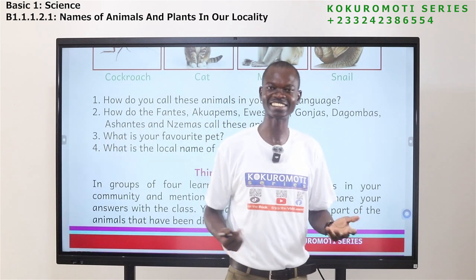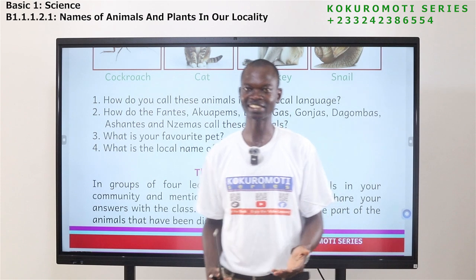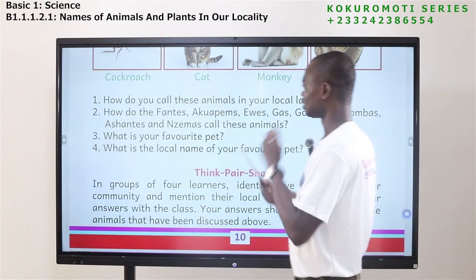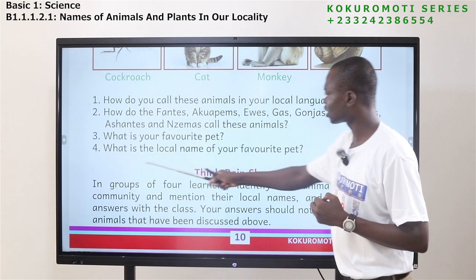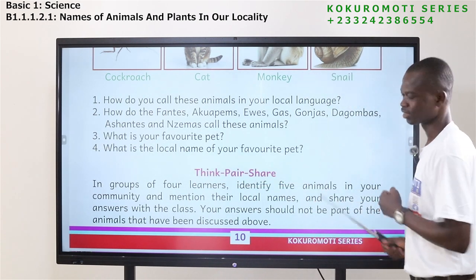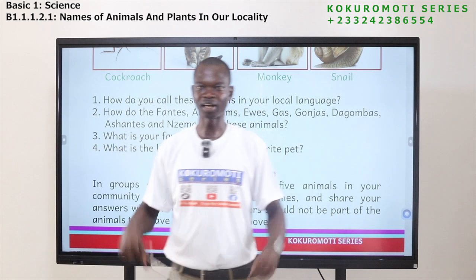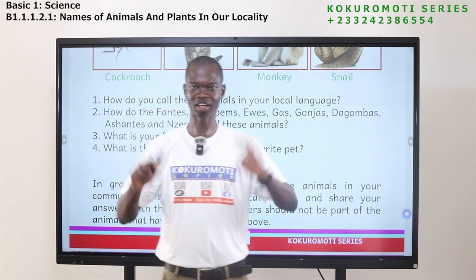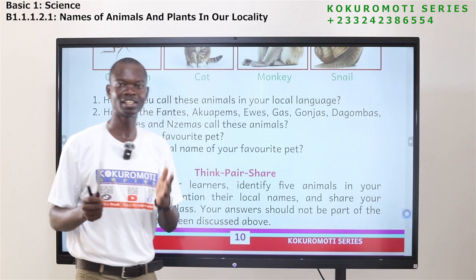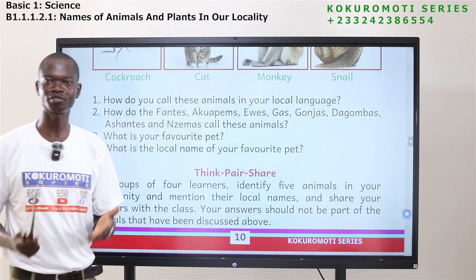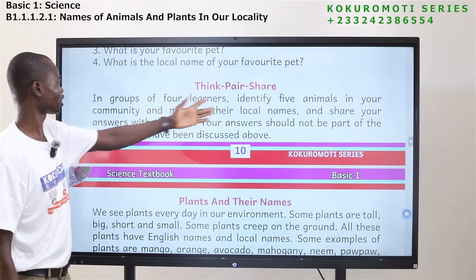Somebody is saying, hey, it's a snake. Yes, some people have snake as their pets. So just tell me your favorite pet. What is the local name of your favorite pet? If your favorite pet is dog, in my locality, dog is called Okraman. So what is the name of your favorite pet, and what is the local name for it?